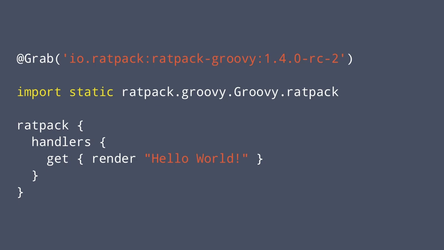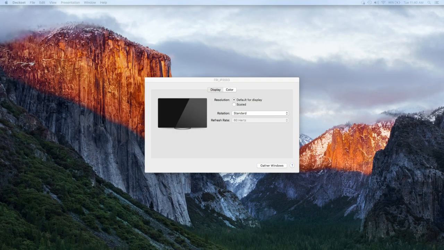So the simplest Ratpack web application looks like this. And this is Groovy, right? So using the Groovy DSL, it's very concise, it's very easy and very nice to work with. And we can get a very simple Hello World out of this. And this is something that I'm going to demonstrate so that you believe me.